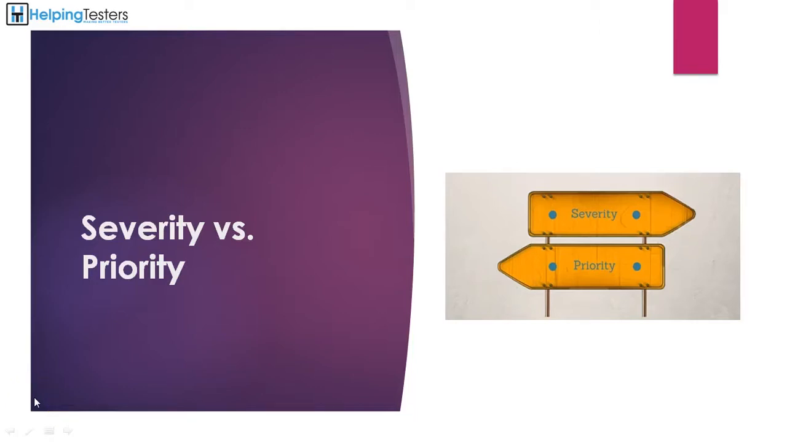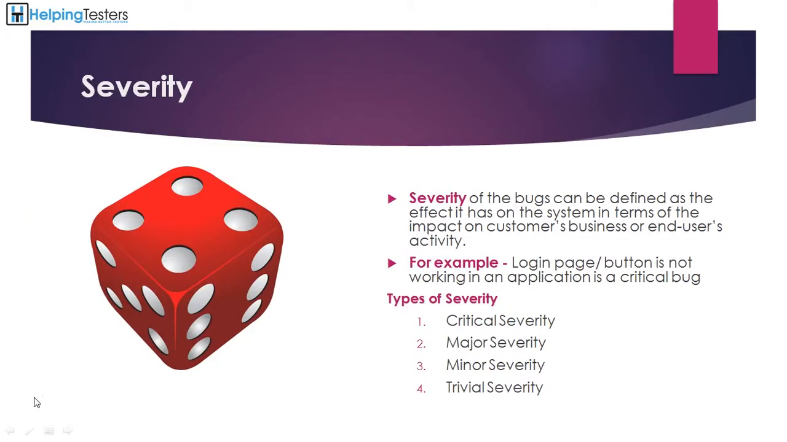Severity versus priority. Severity generally refers to whether there is any huge loss to the organization, or any huge damage to the environment because of a bug, or whether the end user's day-to-day activity is impacted or interrupted because of a bug. Then it is called a critical severity bug. Let's see with an example.